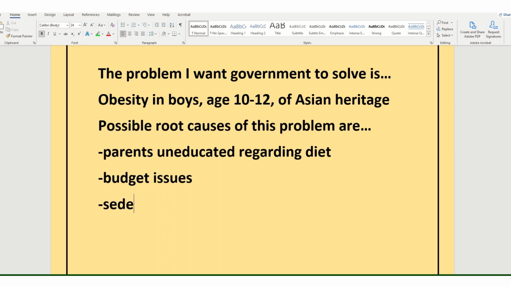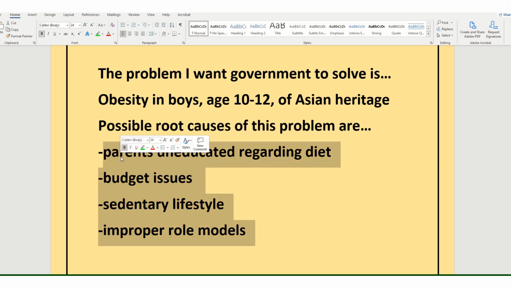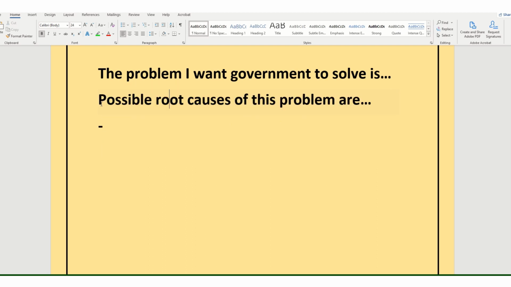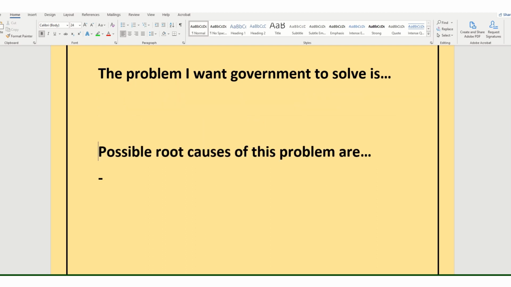Maybe the family sits around and plays video games or stays inside all the time. Whatever the case may be, improper role models. So you guys see where I'm going with this, all right? So there are all kinds of directions you can go. Now that I've shown you how to identify root causes, I'm going to give you some don'ts, okay? So let me give you some examples of some don'ts.